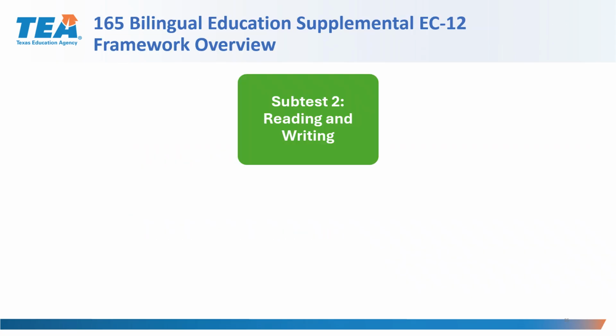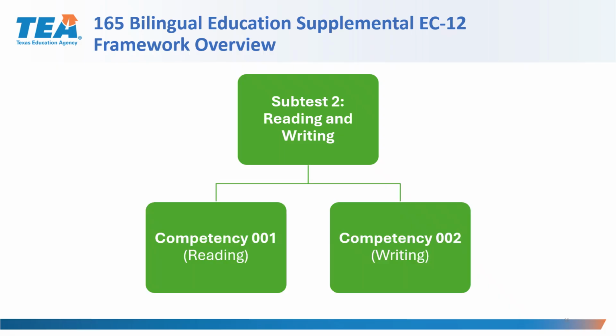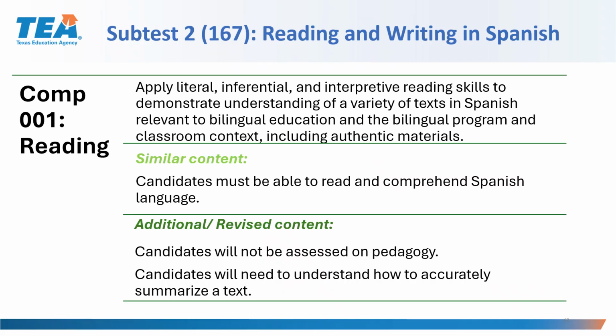Moving on to subtest 2, reading and writing. We have two competencies here, competency 1, reading, and competency 2, writing. Subtest 2, 167, reading and writing in Spanish.